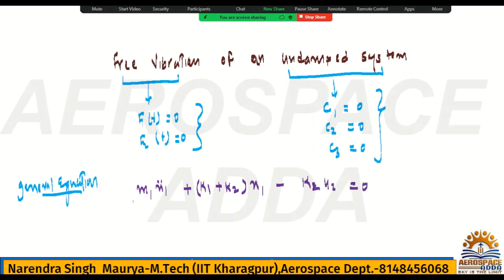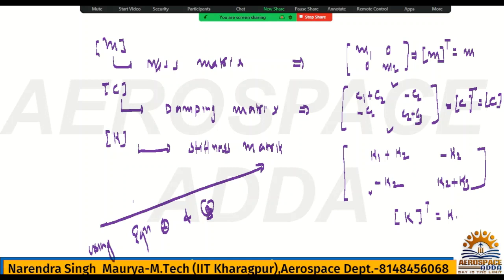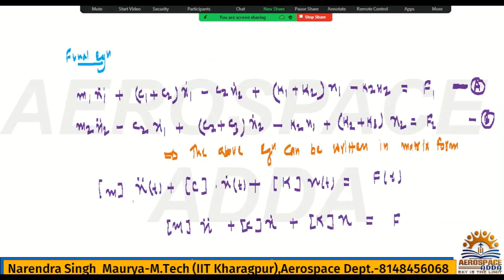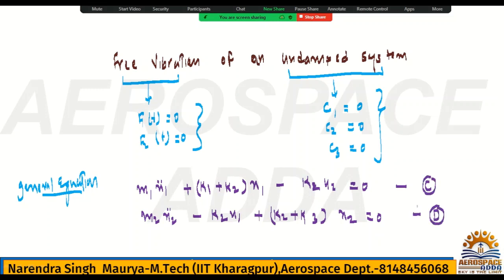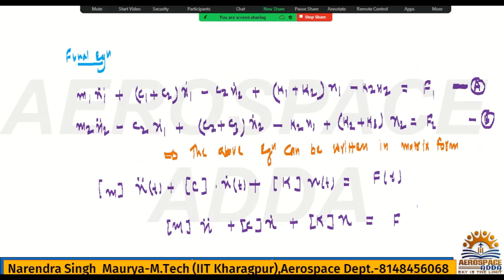And another equation you will have: M2 X2 double dash, then C2 C3, then minus K2 X1. So here you can write M2 X2 double dash minus K2 X1 plus K2 K3, and this will be obviously X2. This is equation number C and this is equation number D. So A and B you have seen, these are the A and B equations.